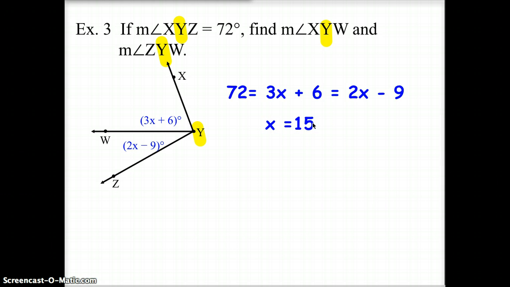But wait a minute, x equaling 15 degrees? That doesn't yet answer our question. What we want to know is the measure of these angles. So I'm going to take this 15 degrees for x and substitute it in for both x values to find my total degrees.